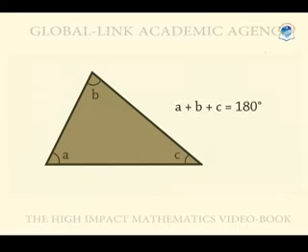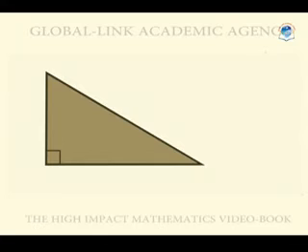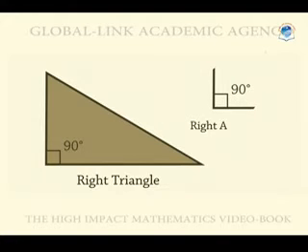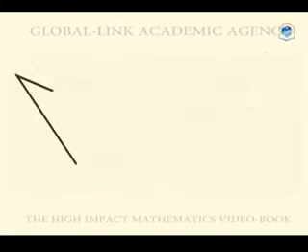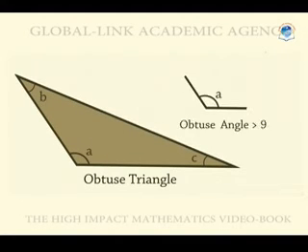Triangles are named based on angle sizes. If all the three angles are less than 90 degrees, we call it an acute triangle. If one of the angles is 90 degrees, we call it a right triangle because it sits upright. The 90 degrees angle is called a right angle and is indicated with a small square. If one of the angles is larger than 90 degrees, we call it an obtuse triangle. The larger angle is called an obtuse angle.